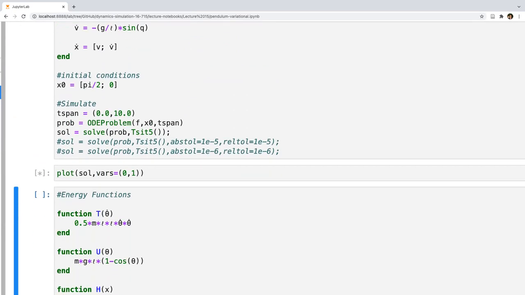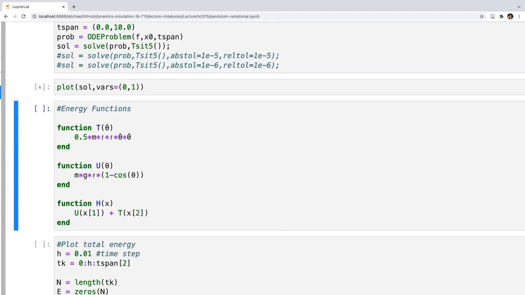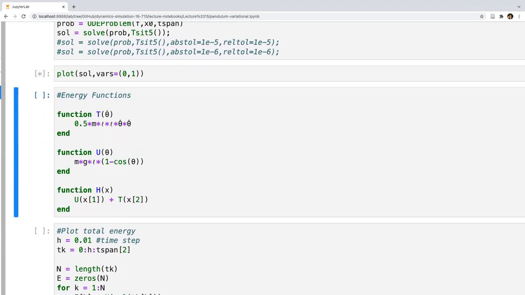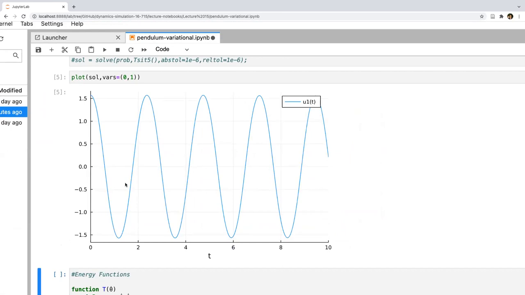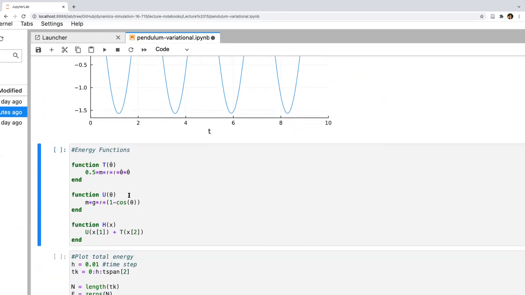Plot. This is one of the annoying things about Julia, that the plotting takes a really long time the first time. Okay, cool, so there's no surprises there. Pendulum. Okay, so now I'm going to write out all the energy terms for our Lagrangian: kinetic energy, potential energy, just the stuff we've seen before, no surprises.